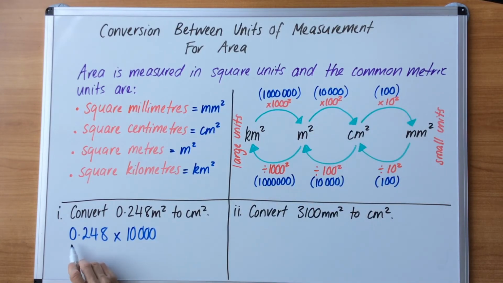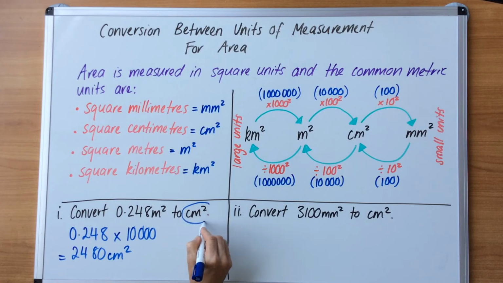So I've got my original amount. I'm multiplying it by 10,000. And my answer underneath here is 2480 centimetres squared. I must take this unit and place it on the end there. So what you can see here is a decimal times 10,000 and the number has increased.